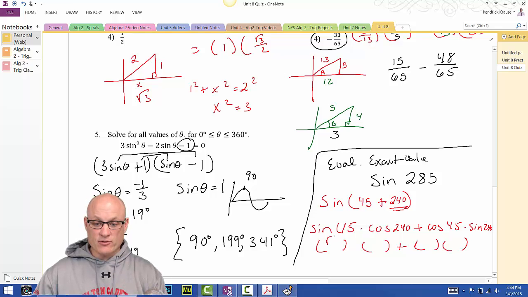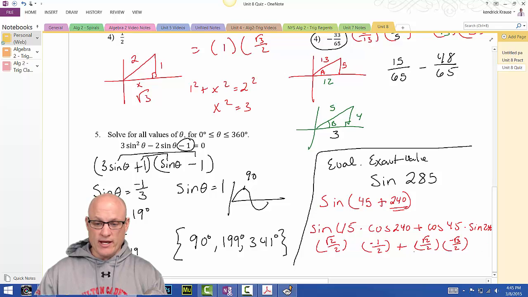Sine of 45, square root of 2 over 2. Cosine of 240, let's see, it's in the third quadrant. That makes it negative. It's got a reference angle of 60 degrees because it's 60 degrees away from 180. So the cosine of 60 is 1/2. Negative 1/2. Square root of 2 over 2 over here. It's still 45. And sine of 240 has a reference angle of 60 degrees again in the third quadrant, still negative. So it's negative square root of 3 over 2.